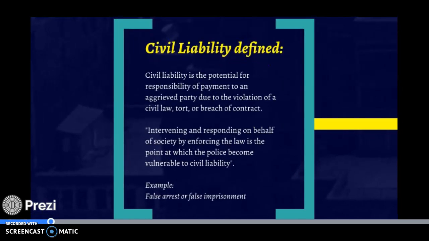The definition of civil liability is the potential for responsibility of payment to an aggrieved party due to the violation of a civil law, tort, or breach of contract. Ross explains, intervening and responding on behalf of society by enforcing the law is the point at which the police become vulnerable to civil liability. An example is false arrest or false imprisonment.